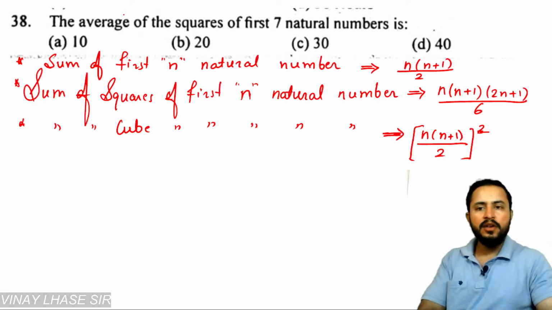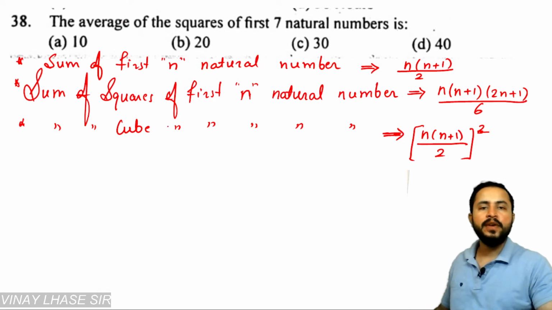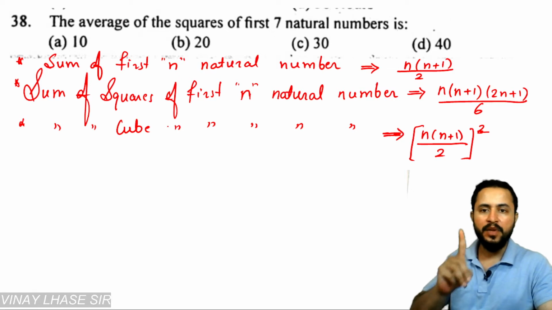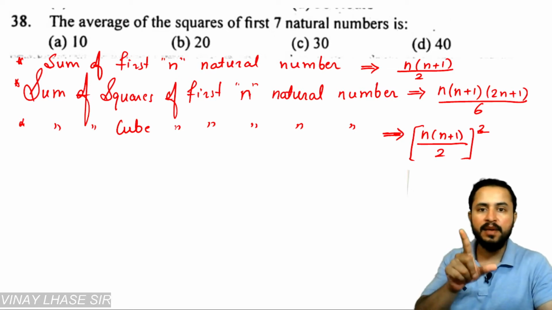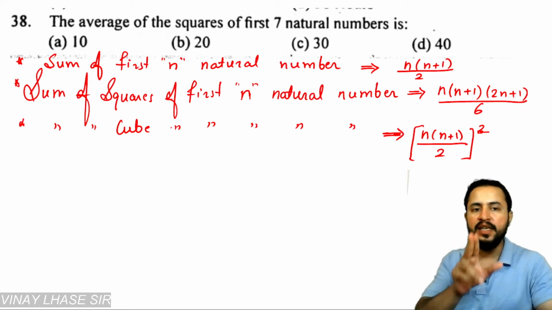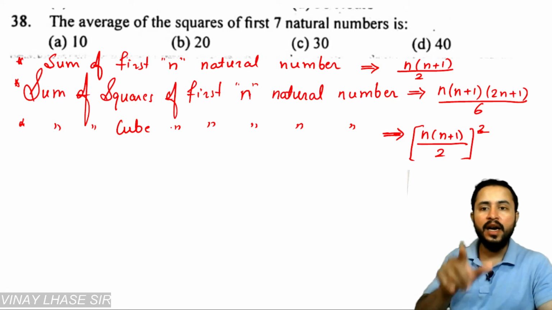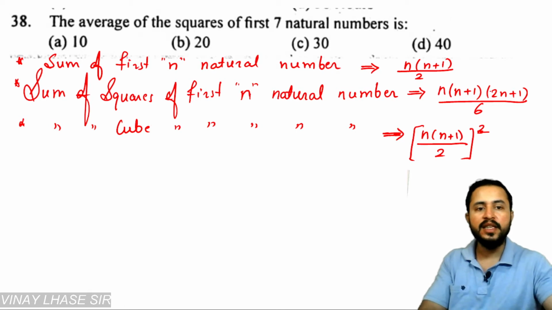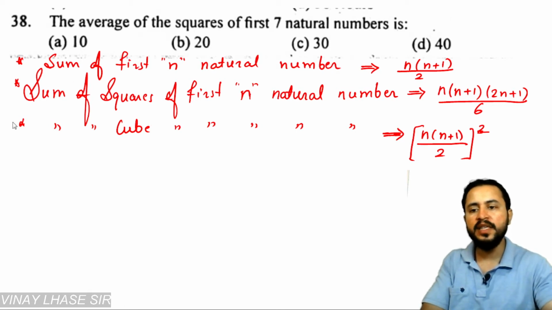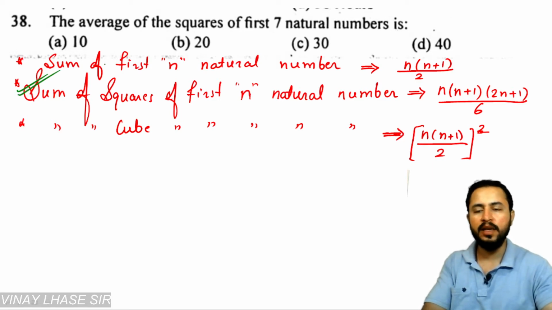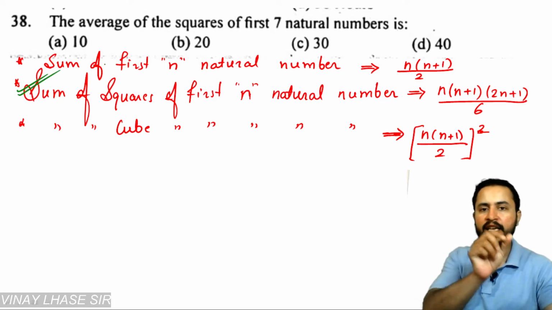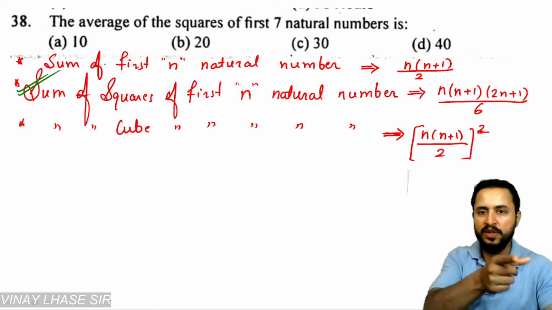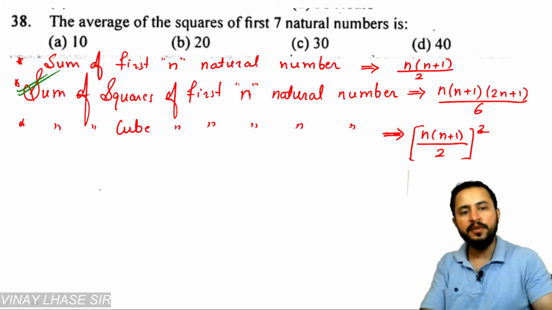Now here I have given the formula for this, average of squares of first 7 natural numbers. See these 3 things you remember. The formula I have given for the sum of first n natural numbers is n into n plus 1 upon 2. If they ask the sum of squares of first n natural numbers, then this is the formula. So you have to use the second formula for the given question. If they ask about cubes, use that third formula. So let's use this second formula.